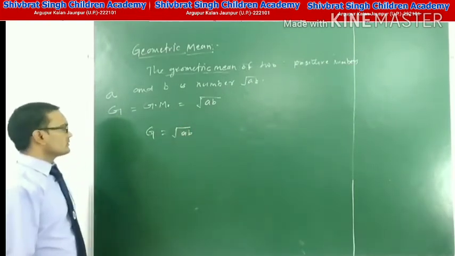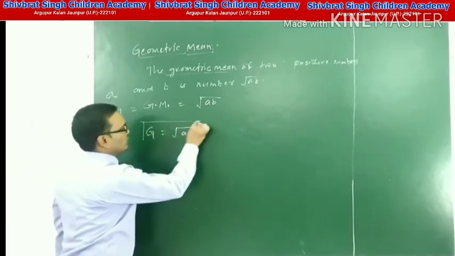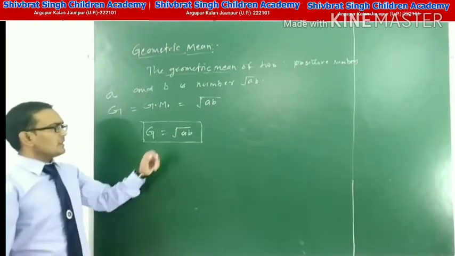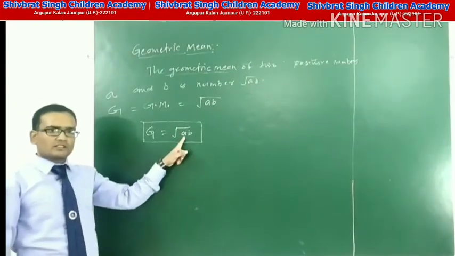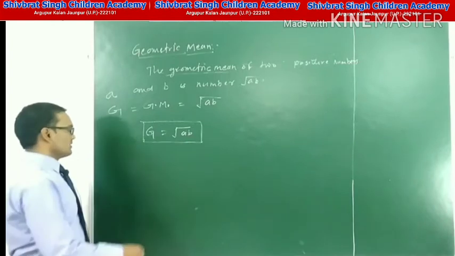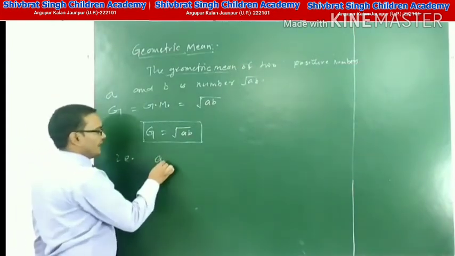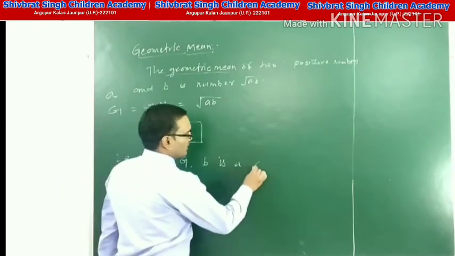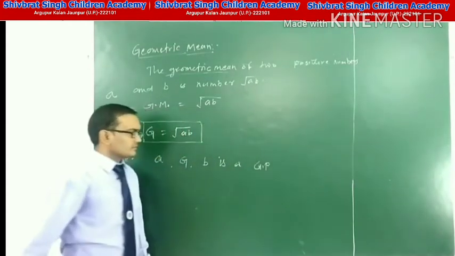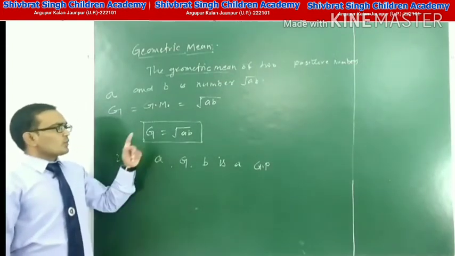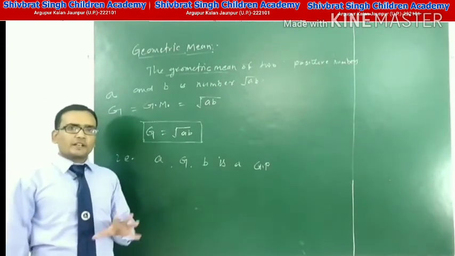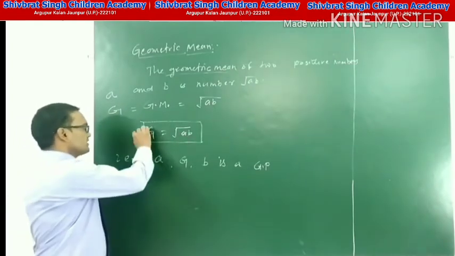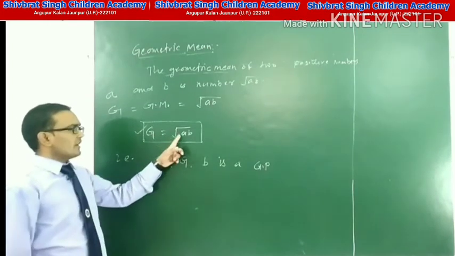Here the formula is G equal to square root of ab, where a is a positive number and b is a positive number. That means a, G, b is a GP. You can find the geometric mean between two positive numbers a and b as G equal to square root of ab.